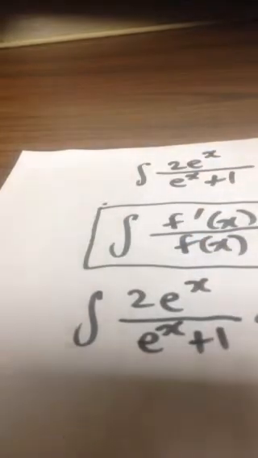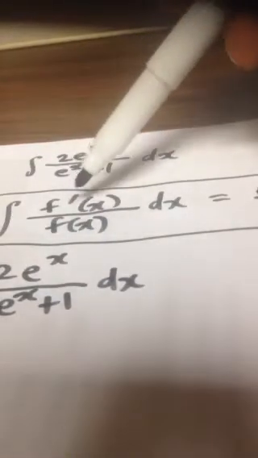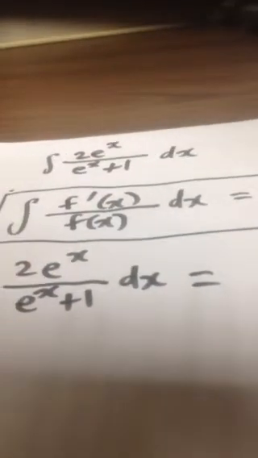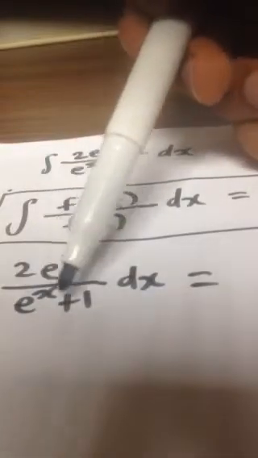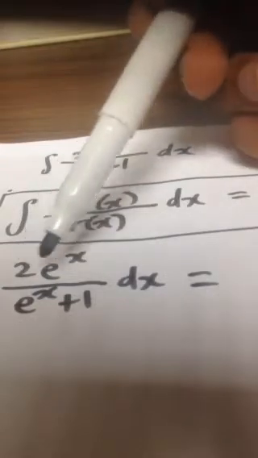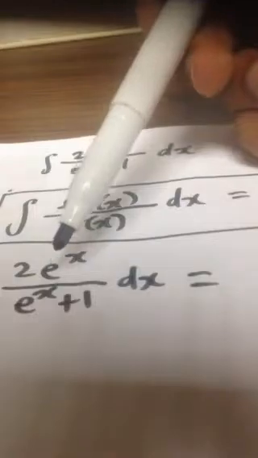Getting back to our problem, the integral of 2e to the x over e to the x plus 1 with respect to x, we can get it in the form f prime x over f of x, like this. So we just mentioned that the first derivative of the denominator, e to the x plus 1, is e to the x, and 2e to the x is a scalar multiple of e to the x. It's equal to 2 times e to the x.